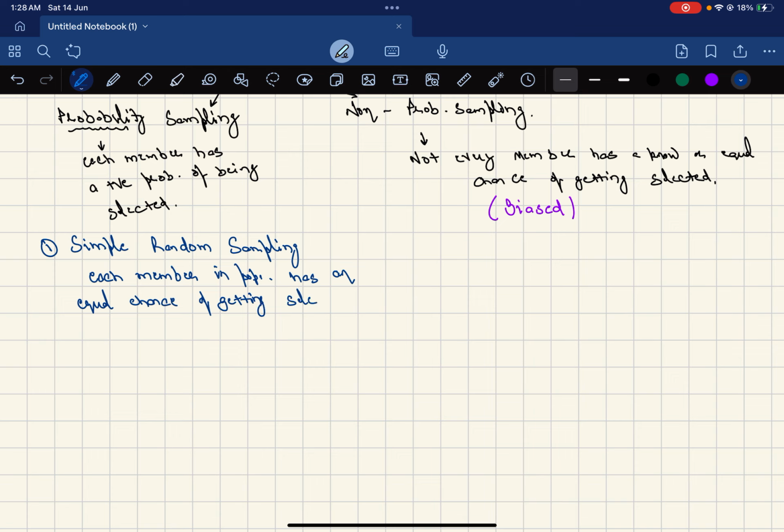So for example, let us say we have a total population of capital N, and once again we are drawing a sample size of small n. So in this particular case, the probability of getting selected for each of the capital N members in the population is given as n upon N. So since we are selecting small n from capital N, the probability of selecting any of the members would be equal to small n upon capital N.